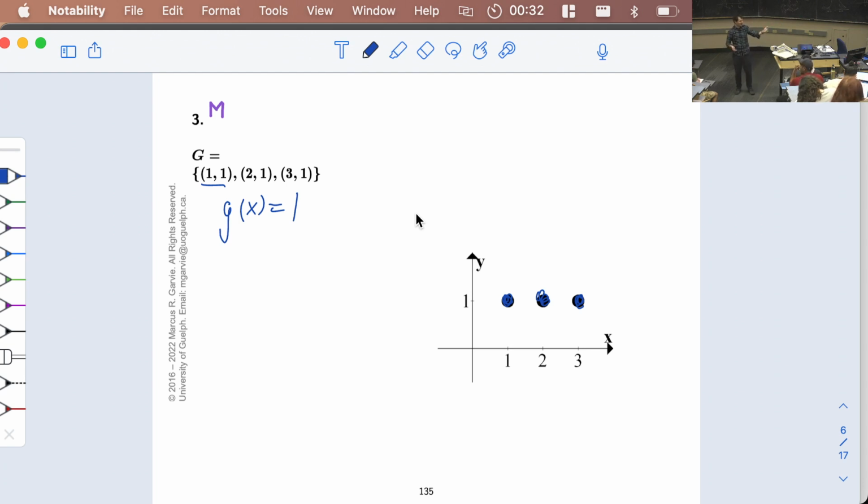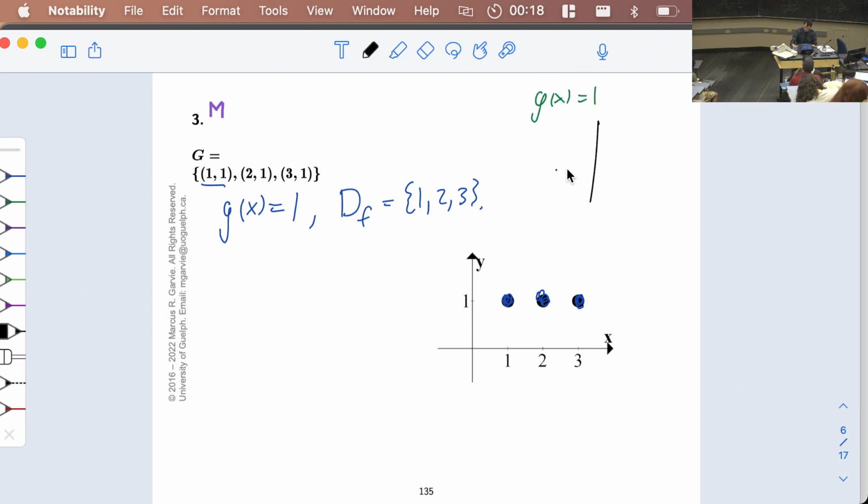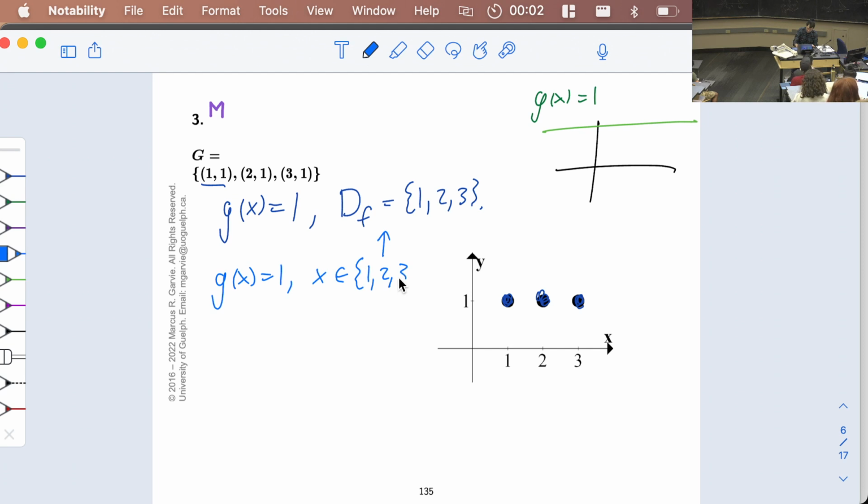The only thing you need, in addition to g of x equals 1, to specify this, is to say what the domain is. So the domain is the set {1, 2, 3}. If you just said g of x equals 1, then someone might misunderstand that you mean the function that is always 1, like a horizontal line. That's not what we mean. By specifying the domain here, we have specified exactly which function we're talking about. You might also say g of x equals 1, x is one of 1, 2, or 3. X is in the set {1, 2, 3}. That's another way to say it.